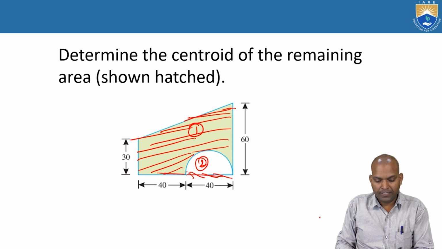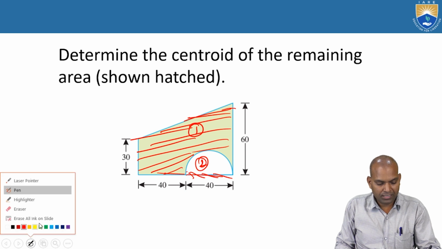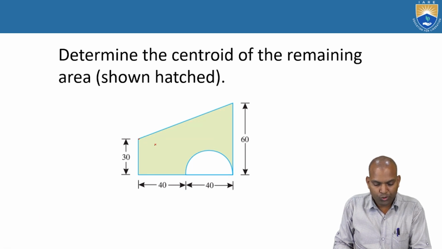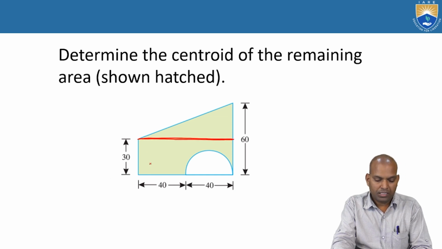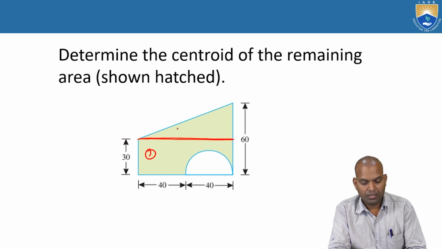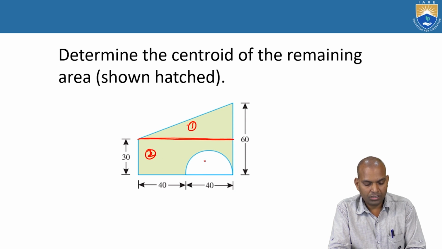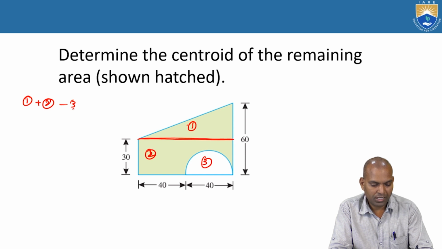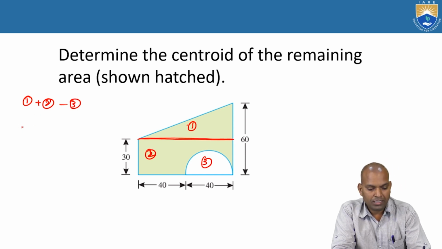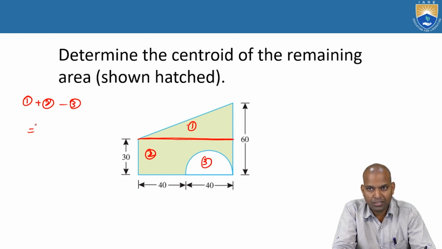How to calculate again? Here it is looking different. We don't have such a section formula. We have to divide it into simple figures. It is a rectangle 1, this is a triangle. You can consider triangle as 1, rectangle as 2, and the circle as 3. So area 1 plus 2 minus 3 is the total area. Here it is symmetrical about which axis? Tell me. It is unsymmetrical about both axes.